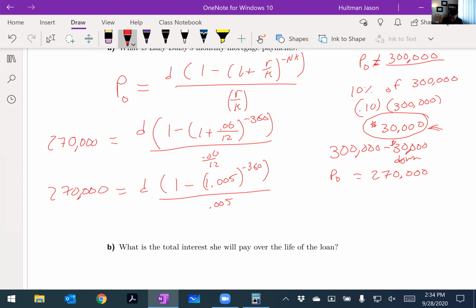So now how do I solve for D? Well, this thing right here, not including the D, is a fraction. Does that make sense? So I just want to solve for D. D is being multiplied by this huge fraction. So what I'm going to do is multiply both sides by the reciprocal.